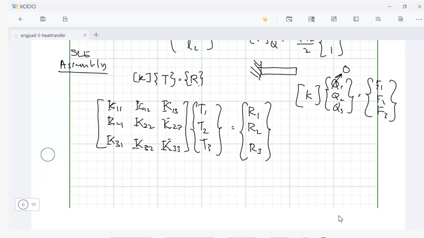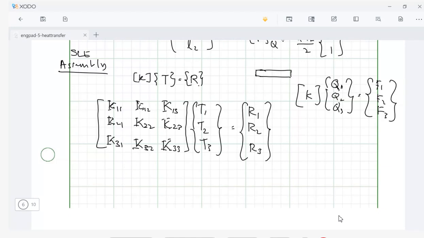Okay, let's look at before the boundary condition. Let's say this is our bar, and we are trying to solve this SLE. And we see that we have Q1, Q2, and Q3. Note, what's the problem here? Why can't we solve this? Because it has no boundary condition here.